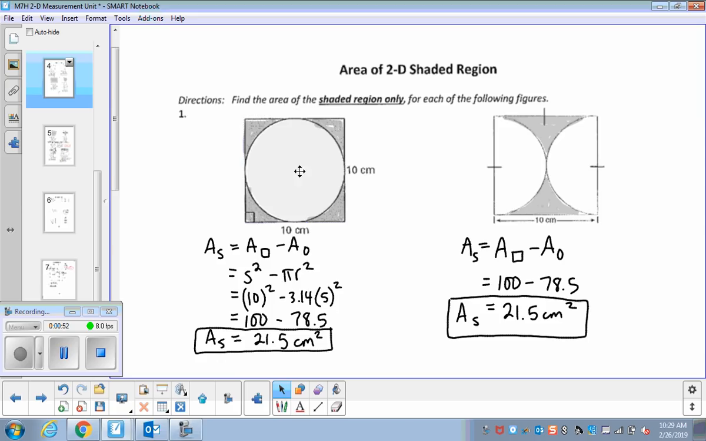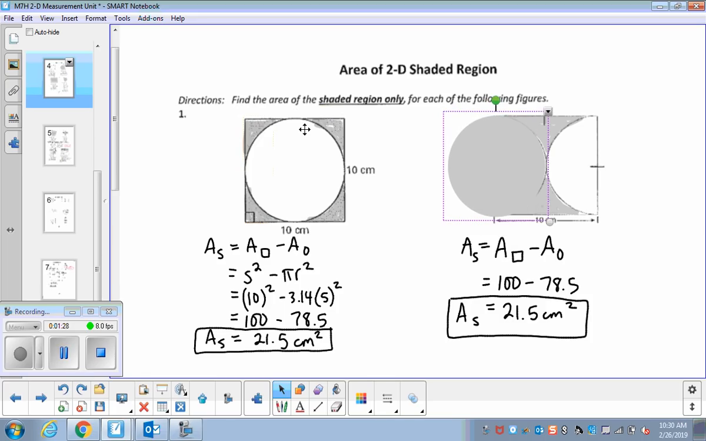Well, in the picture, what you can see is that the bottom length here is 10. So if this bottom length is 10, that means the diameter is 10. So half of that would be 5, which is what I'm plugging in for the radius. So for the circle, we're going to do pi r squared and get 78.5 in the calculator. And now we're going to take that 100 and subtract the area of the circle, and we're going to get 21.5.